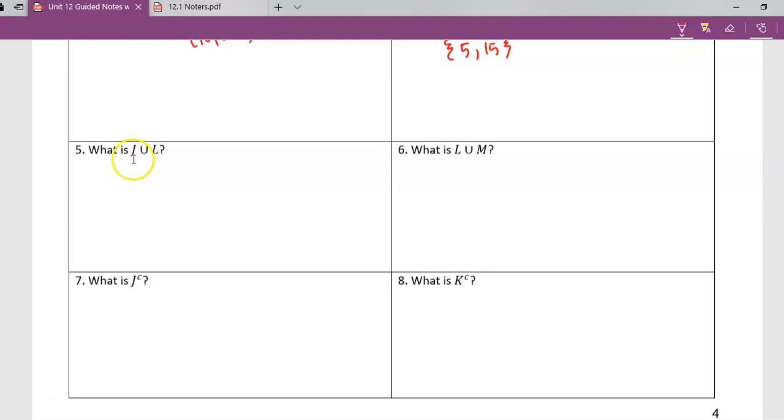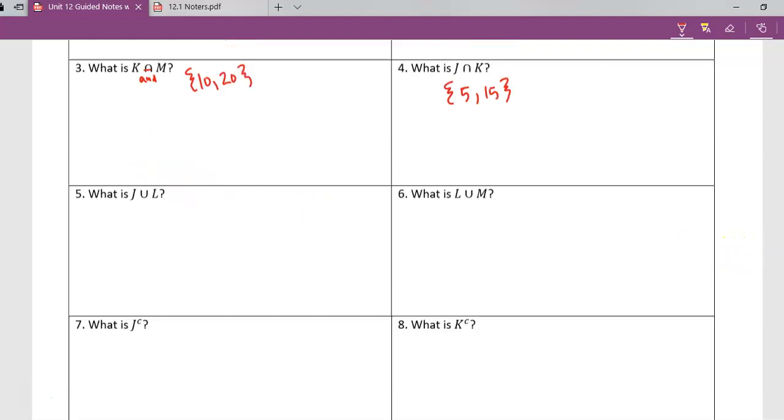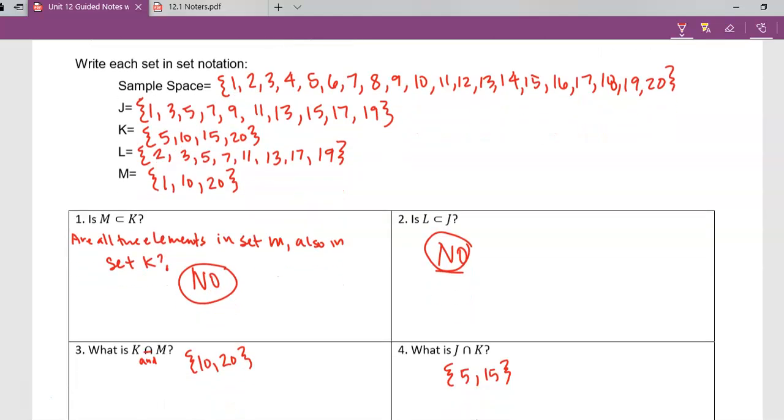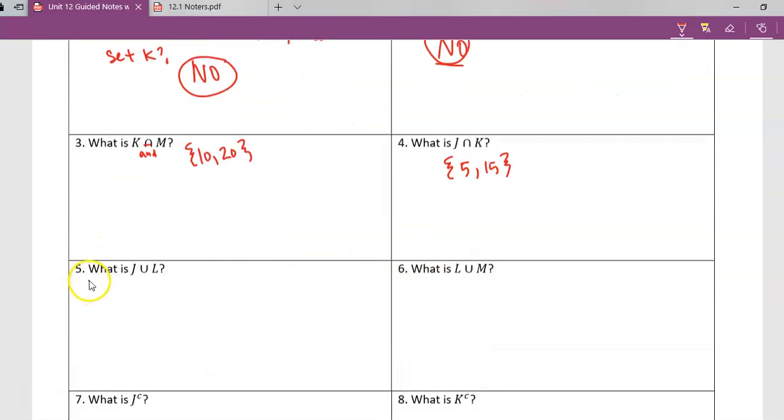What is J union L? So remember, it's like a great big bowl. We're going to toss all the elements of L and all the elements of J all together, and that's going to be our new set. Okay, so J and L. It looks like we're going to have 3, 5, 7. We're going to have most of the odd numbers, or no, we'll have all of the odd numbers, and then including 2. We want all these elements, 1, 3, 5, 7, 9, 11, 13, 17, 19. All of these were already in the odd numbers that were there, right? But then 2 is included. So it'll be all the odd numbers plus 2.